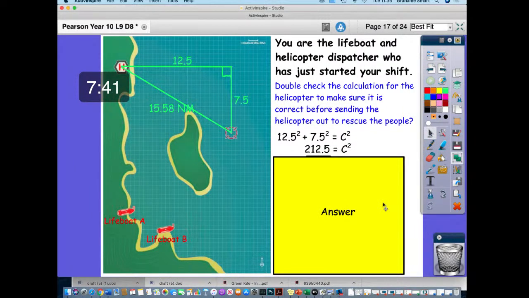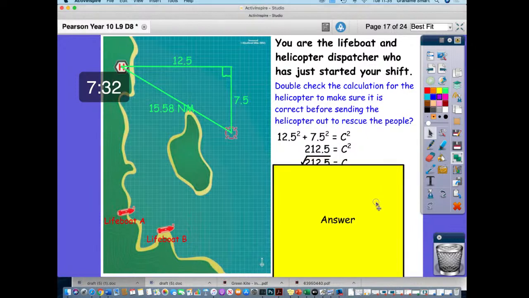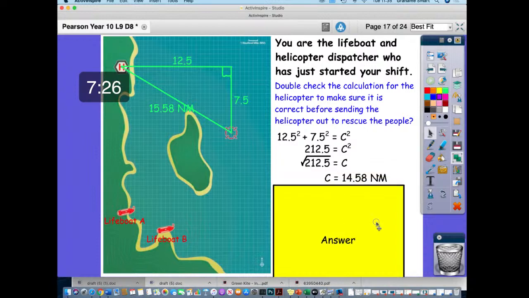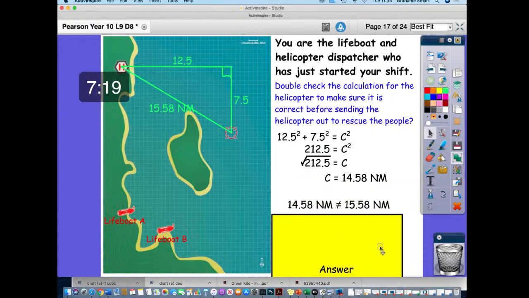12.5 squared add 7.5 squared gives me 212.5. So C squared is equal to 212.5. I'm going to square root both sides. So C is going to equal the square root of 212.5, and that gives me 14.58 nautical miles. So there's been a calculation error here, because 14.58 nautical miles is not equal to 15.58 nautical miles. Looks like that may just have been written down wrong.